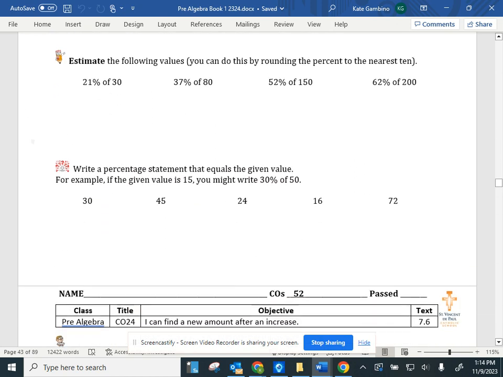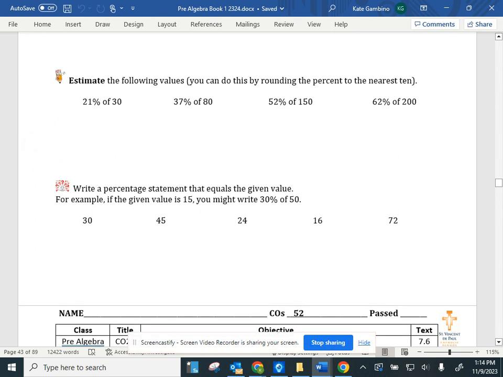Then we need to estimate, rounding the percent to the nearest 10. So if we're at 21%, what am I going to round that percentage to? 20%. Round it to the nearest 10 percent and then do the math.